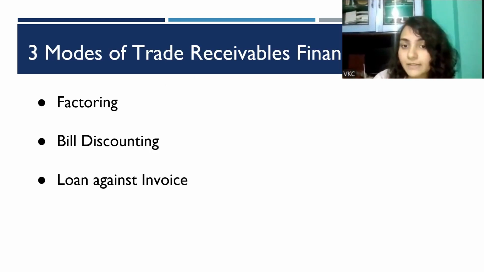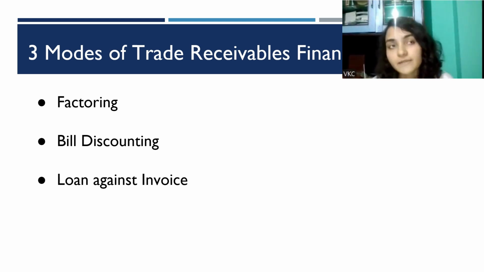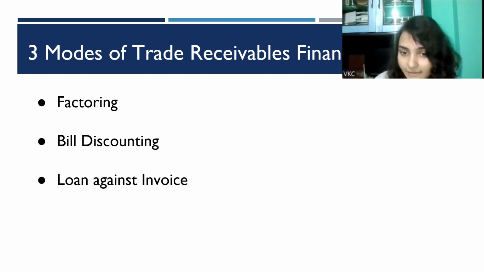The second mode that we'll discuss today is bill discounting. Bill discounting is a financial service where a business sells its bills of exchange to a bank or a financial institution at a discount before the bill's maturity date. So, similar to factoring, bill discounting also provides businesses with quick access to cash.